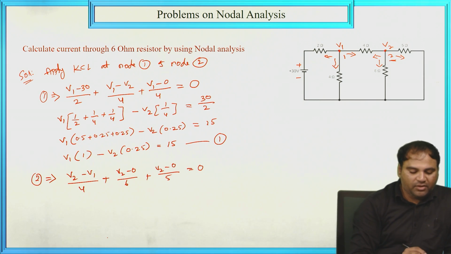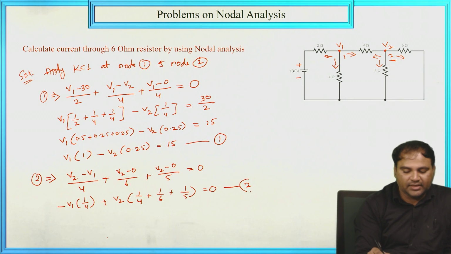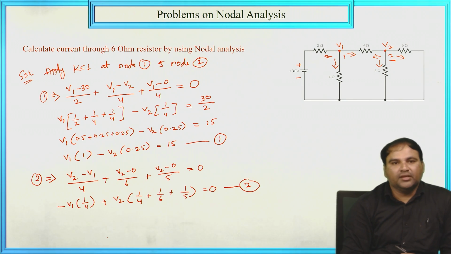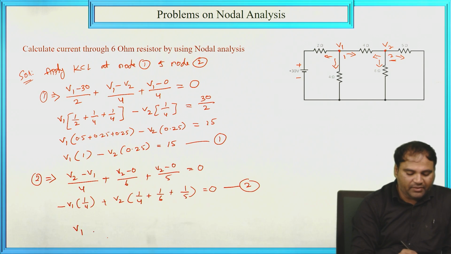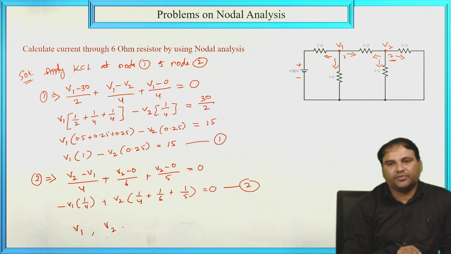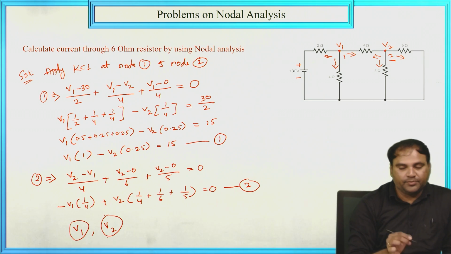Now by solving the equation, minus V1 into 1 by 4 plus V2 into 1 by 4 plus 1 by 6 plus 1 by 5, that is equal to 0. So this is, let us take as equation number 2. Now by solving equation 1 and 2, we will get the node voltages V1 and V2.